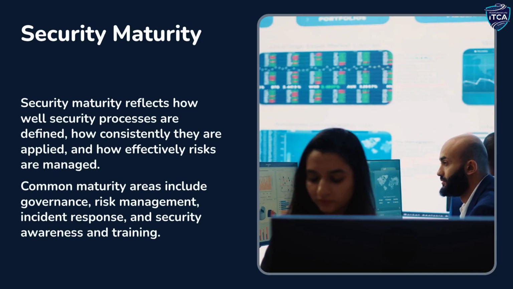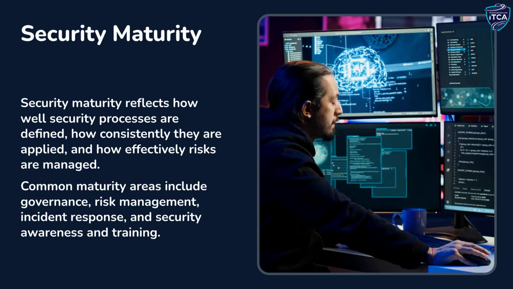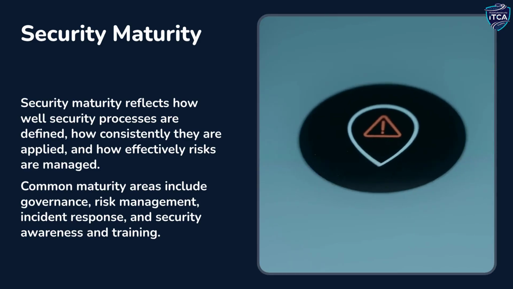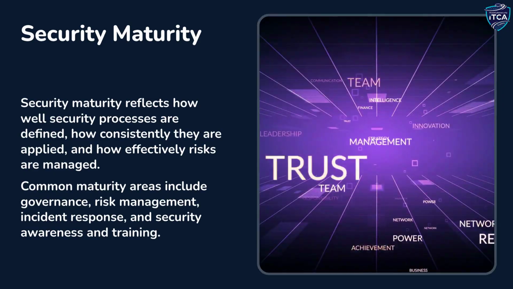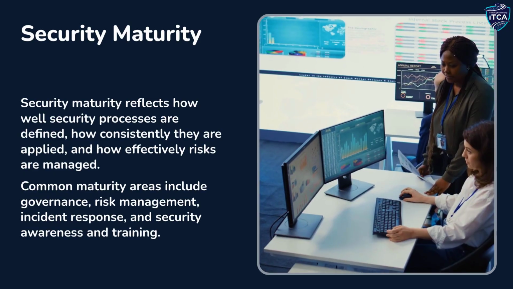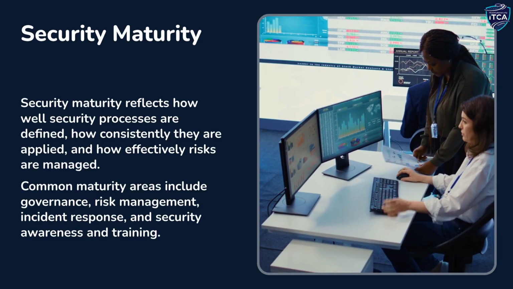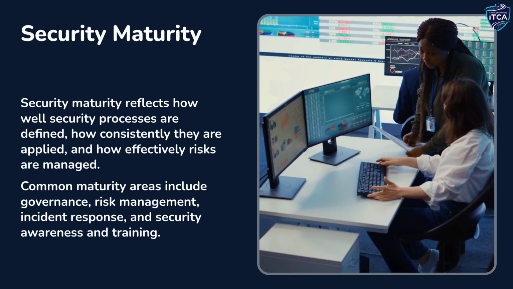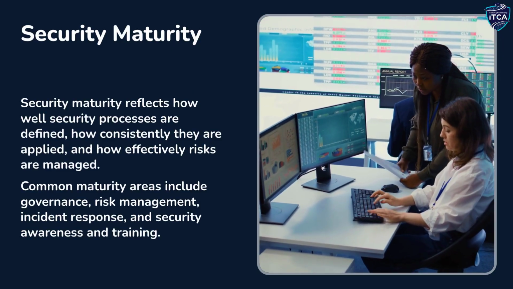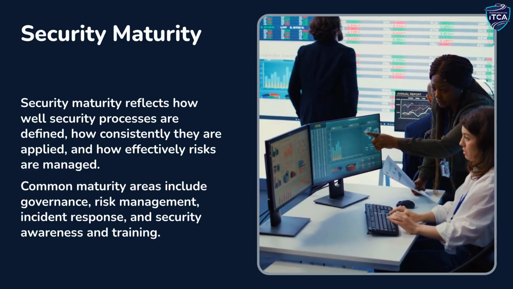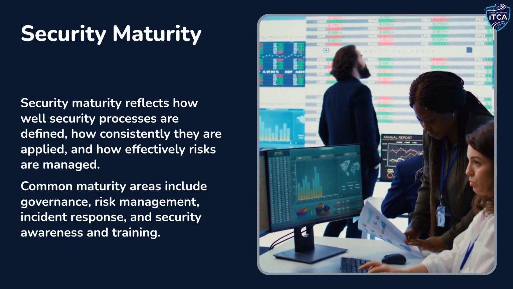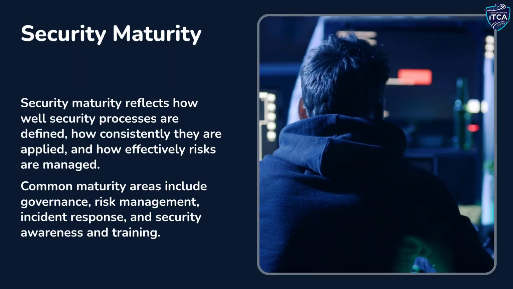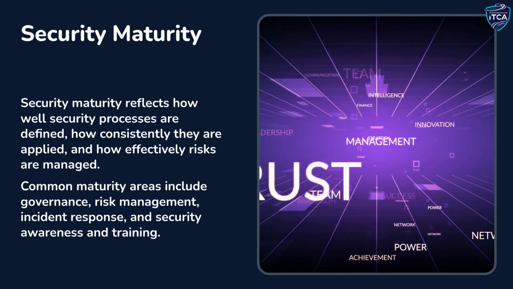To understand whether this strategy is working, organizations assess their security maturity. Security maturity reflects how well security processes are defined, how consistently they are applied, and how effectively risks are managed. Common maturity areas include governance, risk management, incident response, and security awareness and training. Strategic intelligence helps organizations understand where they are today and where they need to go next.